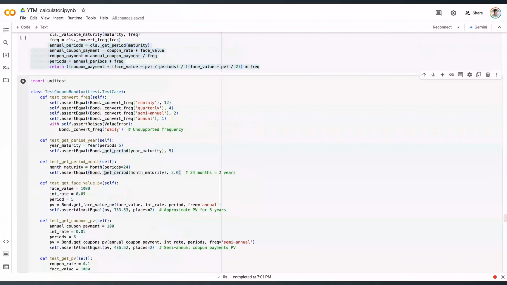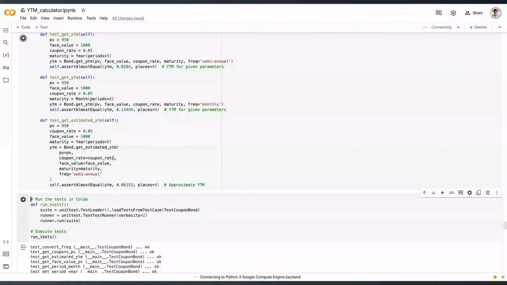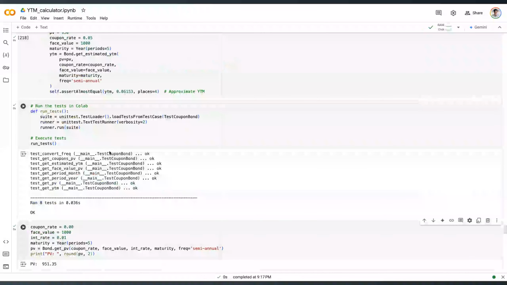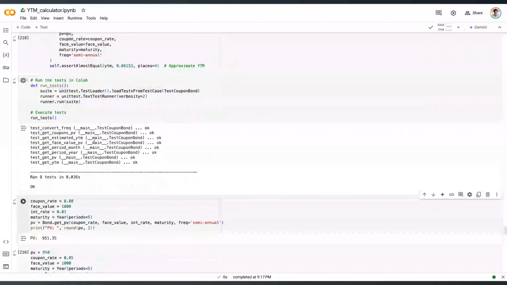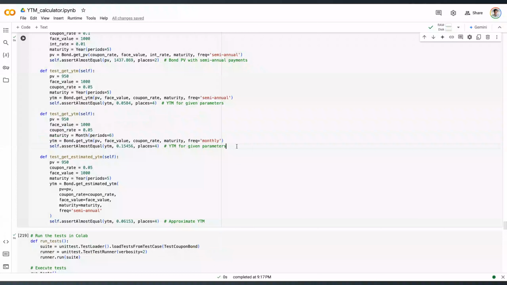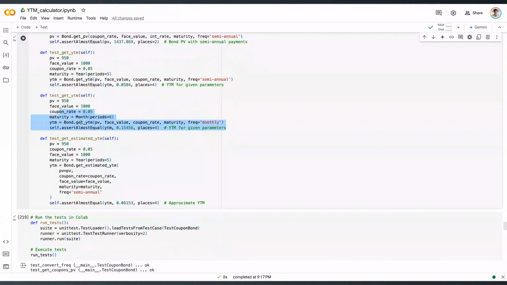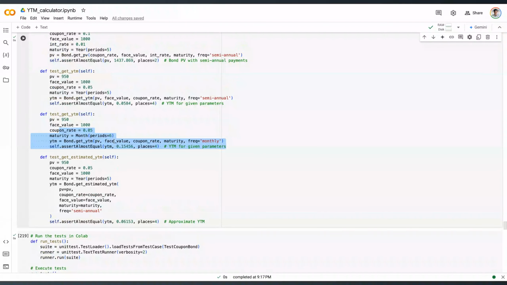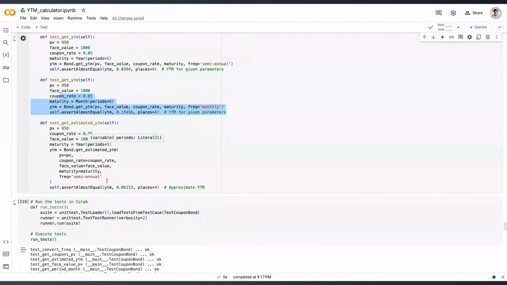So these are our unit tests. Let's run them. They give me good results. Everything corresponds to the expected values. You can see here that I provided some scenarios and I tested it with different maturities and parameters.